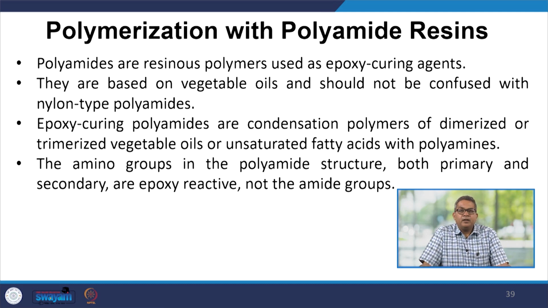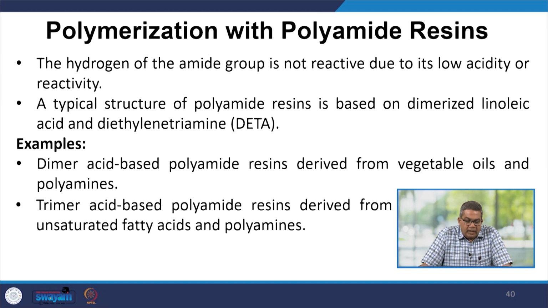Now the polyamides are resinous polymers used as epoxy curing agents, and they are based on vegetable oils and should not be confused with nylon type polyamides. And epoxy curing polyamides are condensation polymers of dimerized or trimerized vegetable oil or unsaturated fatty acids with polyamines. So the amino groups in the polyamide structure, both primary and secondary, are epoxy reactive and not the amide groups.